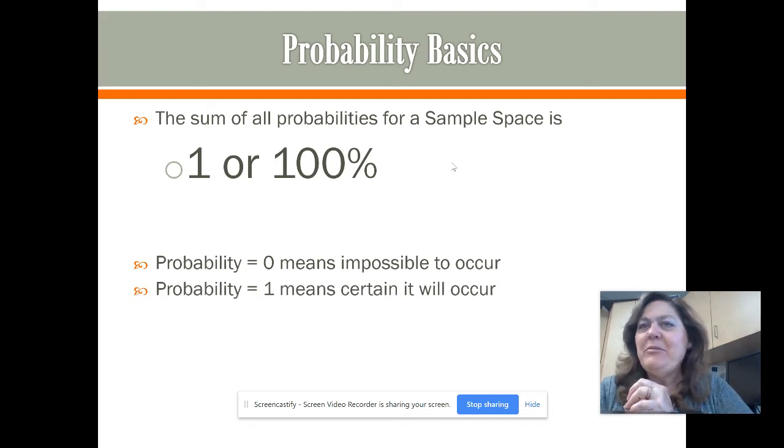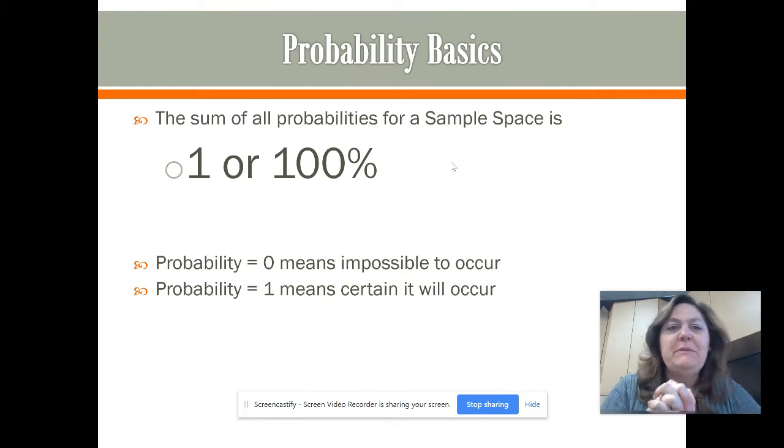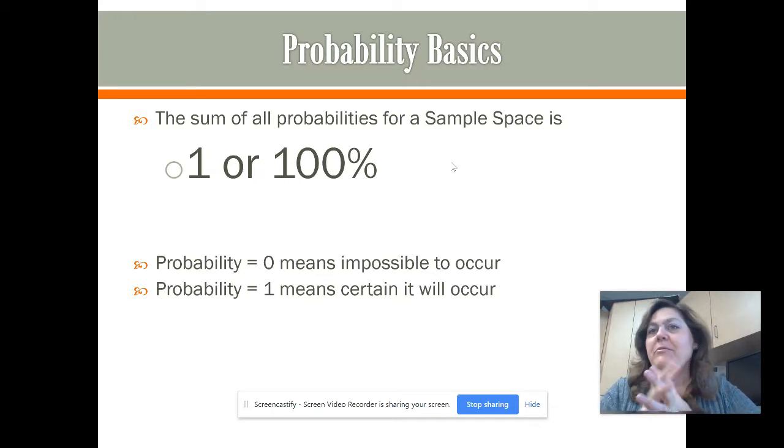So here we go. Probability of 0 means it's impossible to occur. So, for example, the probability of Miss Straub running a race in the 2020 Olympics this year is 0. But the probability that there's a whiteboard in my classroom is 1. It's certain to occur.